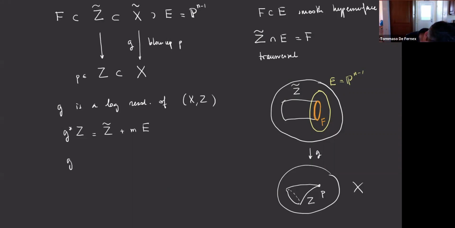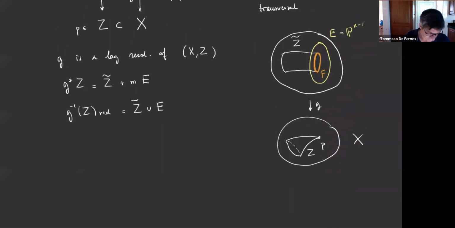So maybe right in this way, the inverse image of Z, maybe with a reduced structure, is just Z tilde union E. So now how many strata do I have here to compute the class? I have 3 strata because I have Z tilde, I have E, and then I have F, which is the intersection of the 2. So now we just compute it. This element, I computed on X tilde, which is a push forward of the corresponding element. Let me call it Z prime, and Z prime of X tilde.